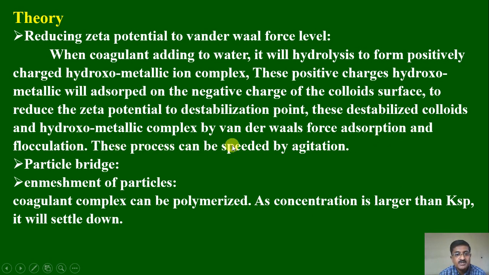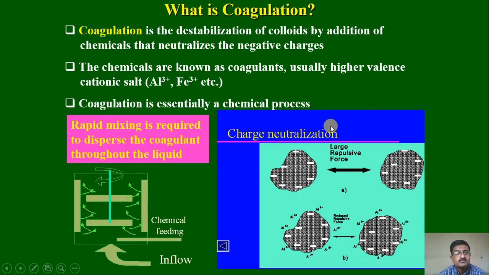These processes can be sped up by agitation. So when you add the chemicals, we have to agitate the water so that the settling action will accelerate. Now here the two important points are particle bridging and enmeshment of the particles. Now, the coagulant complex can be polymerized, and as the concentration is larger than the Ksp, it will settle down. Now, what is coagulation? Again, coagulation is the destabilization of the colloids by addition of chemicals that neutralize the negative charges.